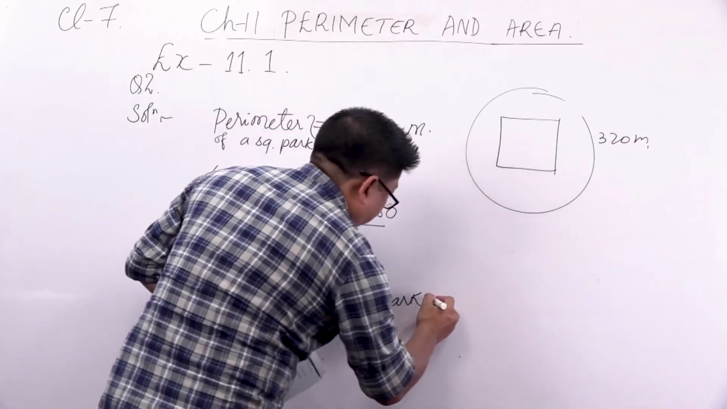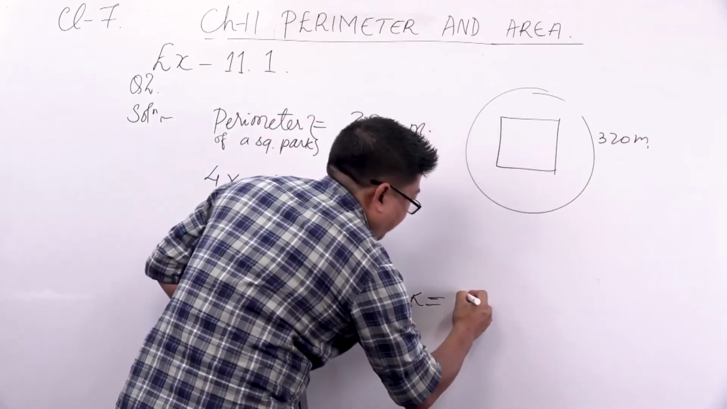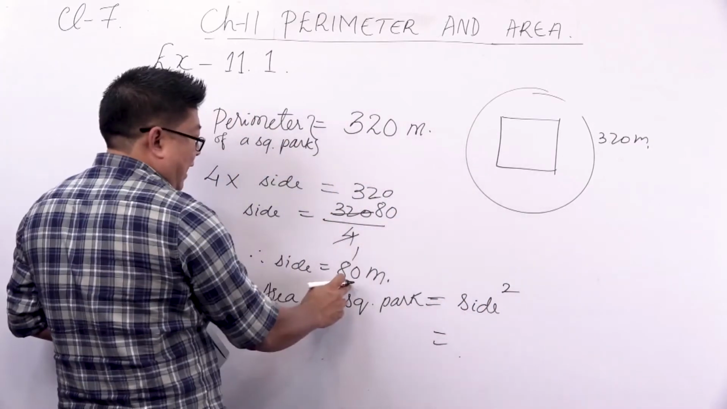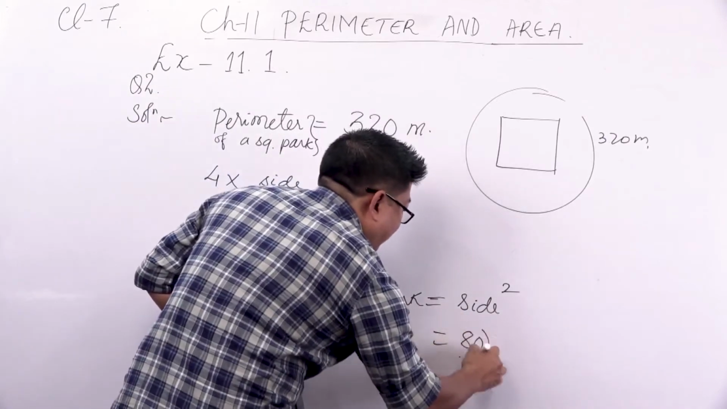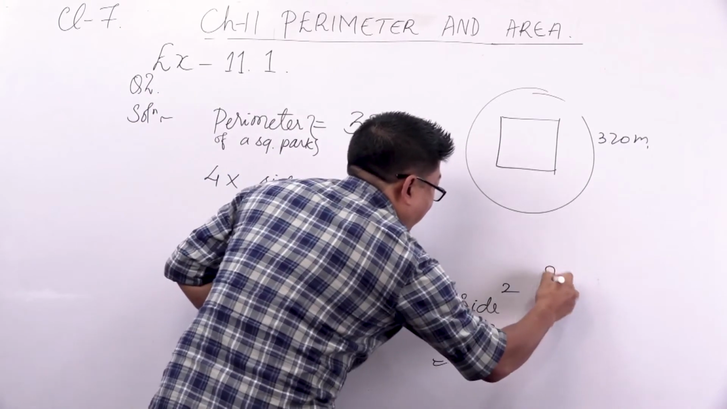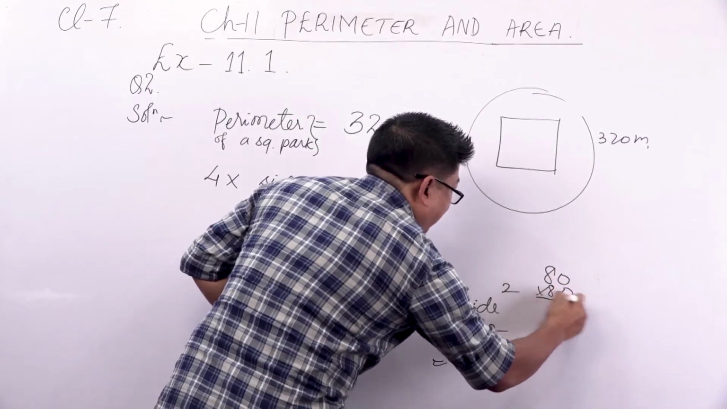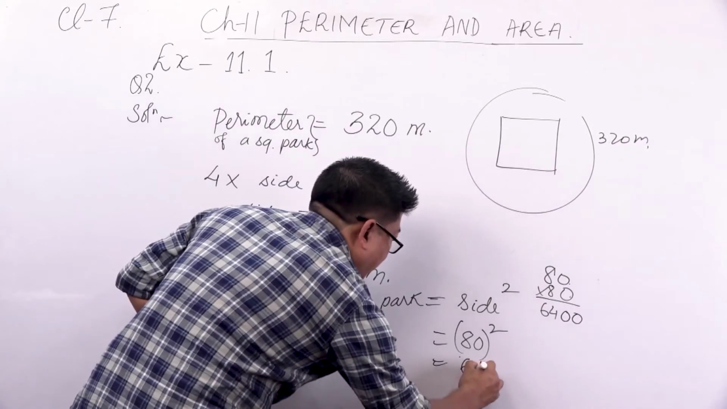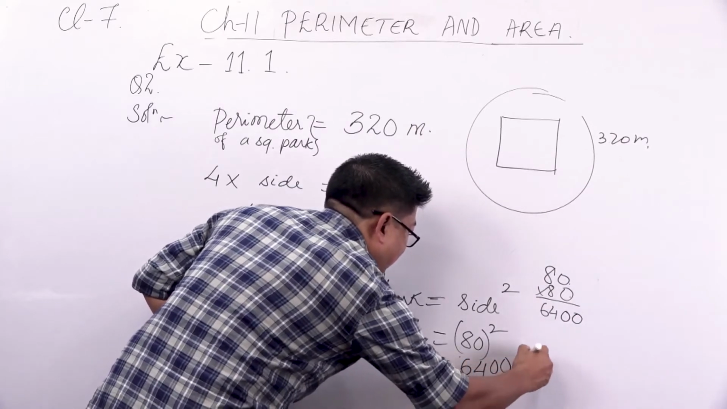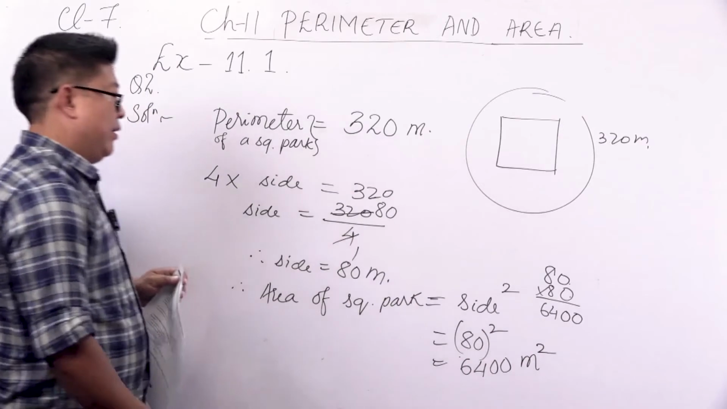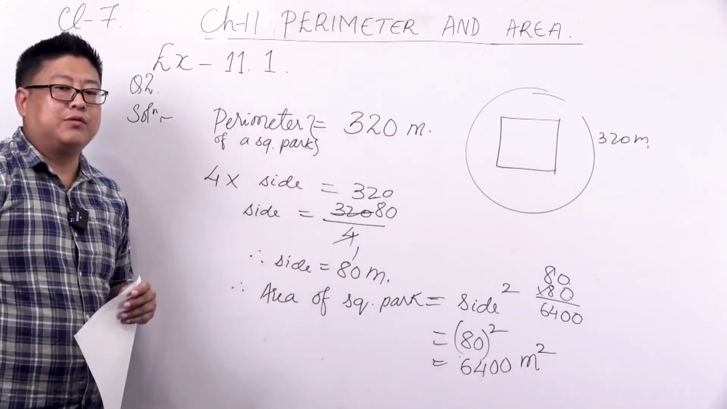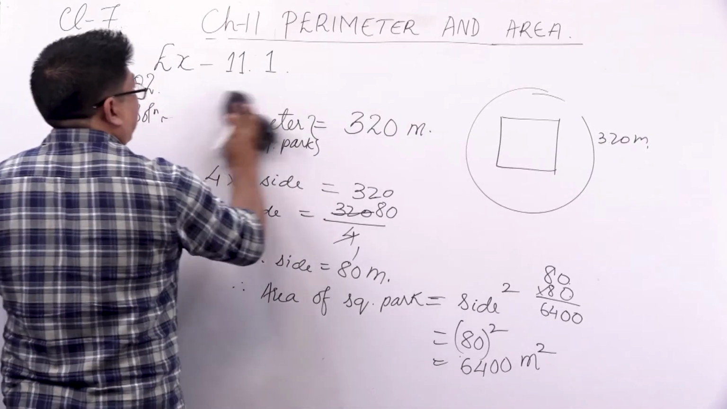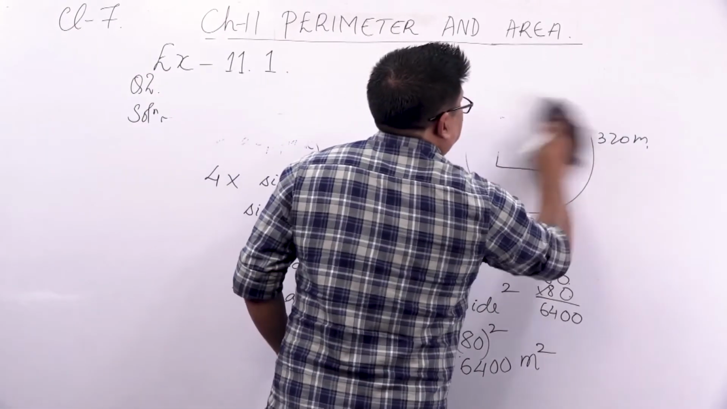Now for the area of a square, we know that it is side squared, right? So here we have side is 80, squared. So 80 multiplied twice: 8 into 8 is 64, and 2 zeros, so 6,400. I will write 6,400 meters square. So this is the area of the square park. Let's move on to the next question.